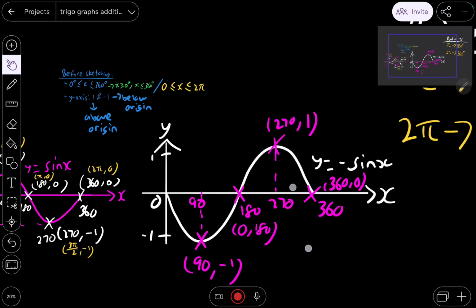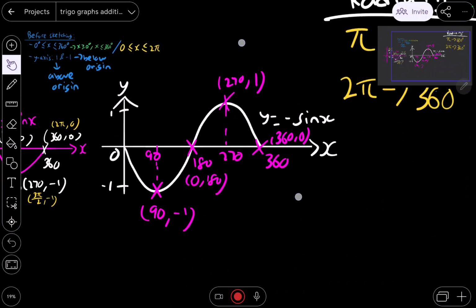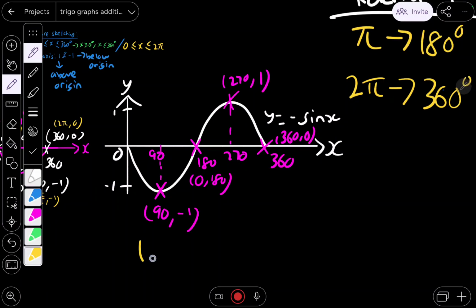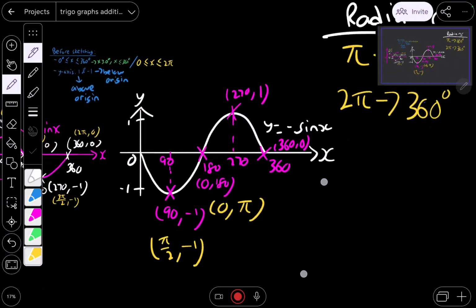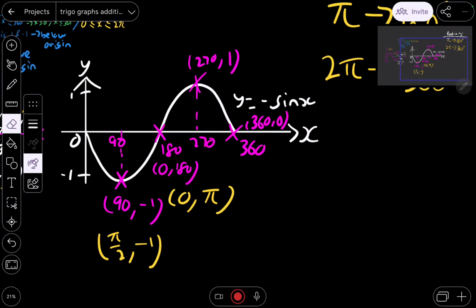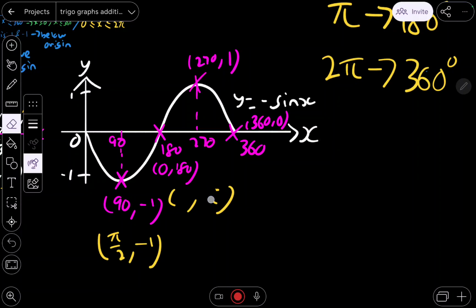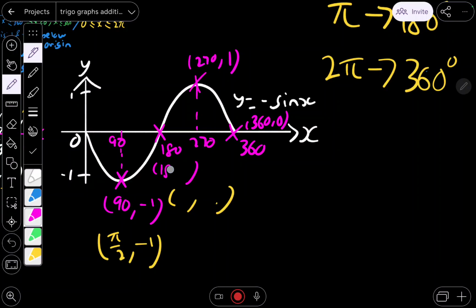And in this question, how would I label it in radians? Same thing, pi over 2, negative 1, 0, pi. Wait, I just realized something. I wrote this wrongly. My fault. It should be the other way around. So it will be 180, 0. And then this should be pi and 0.